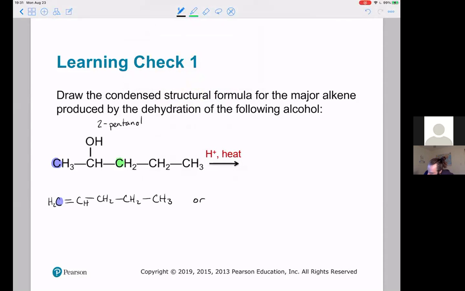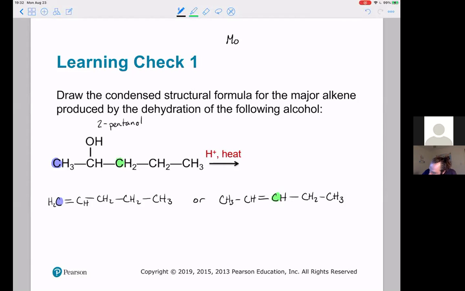Or we could have where it bonds to this adjacent carbon, and so that would be CH3, CH, CH, CH2, CH3. Again, it's like the OH group is coming off, and that pair of electrons can go to either neighboring carbon. But one of these is the major product, and one of them is a very minor product.